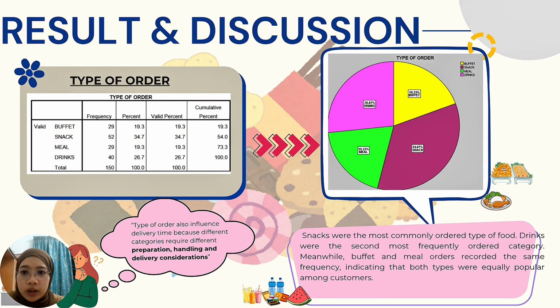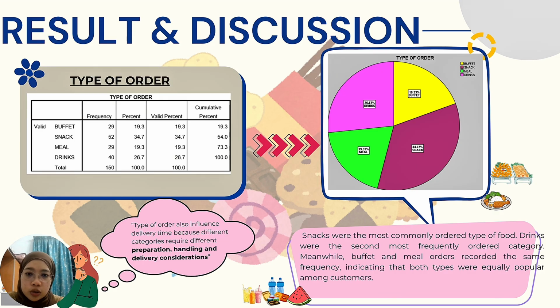total. Drinks came next with 40 orders, or 26.7%, while buffet and meal orders each had 29 orders, representing 19.3% each. This suggests that customers tend to prefer snacks because they are quick, convenient, and often purchased throughout the day. The equal number of buffet and meal orders indicates that both are similarly popular among customers, since different food categories also require different preparation, handling, and packaging.